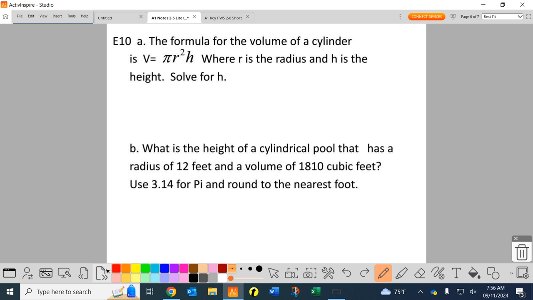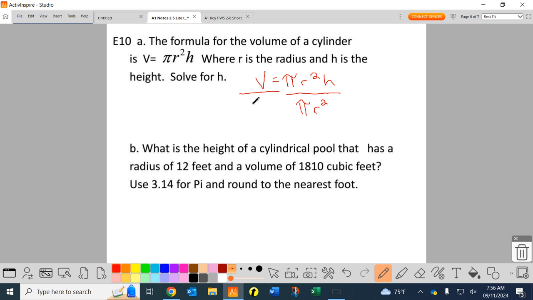So here we go. Volume equals pi r squared h. And we want to solve for h. Now this is all multiplication, so it's easy. To undo multiplication, you are just going to divide by everything you don't want. So we don't want there to be a pi there, so we're going to divide both sides by pi. We don't want there to be an r squared there, so we're going to divide both sides by r squared.